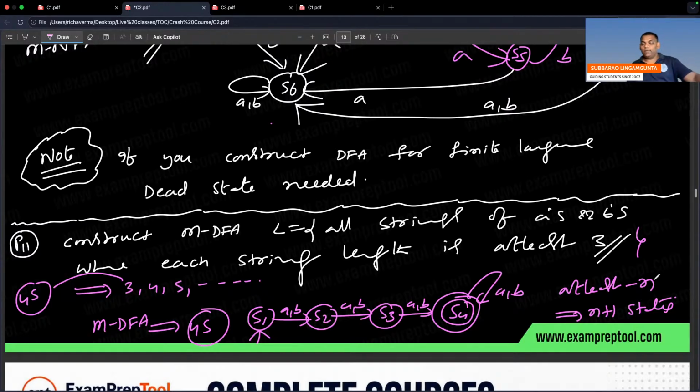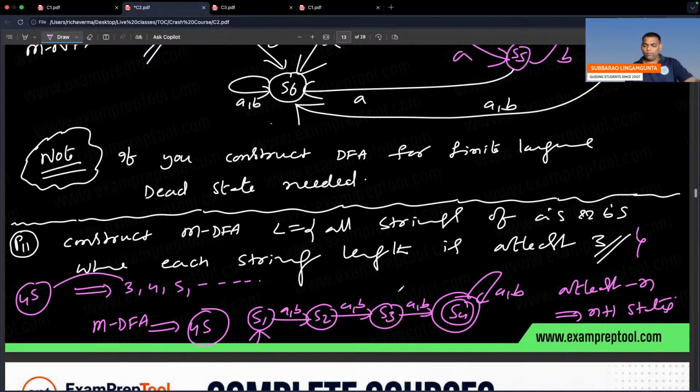Construct minimal DFA for the language L is equal to all strings of A's and B's where each string length is at least 3. Right? This is, suppose at least n plus 1. 3 means 4 states, n means n plus 1. If you want, you can verify. Right? Perfect. NFA also same because no dead state. If no dead state, minimal NFA also same.